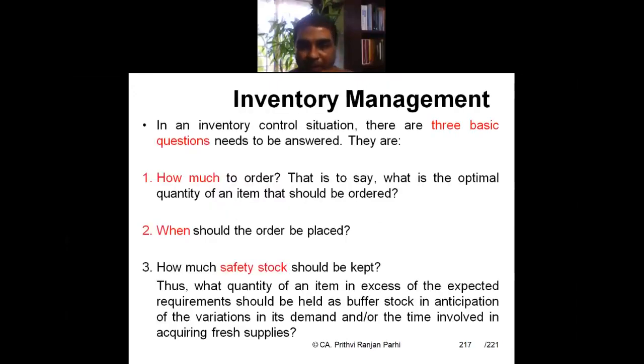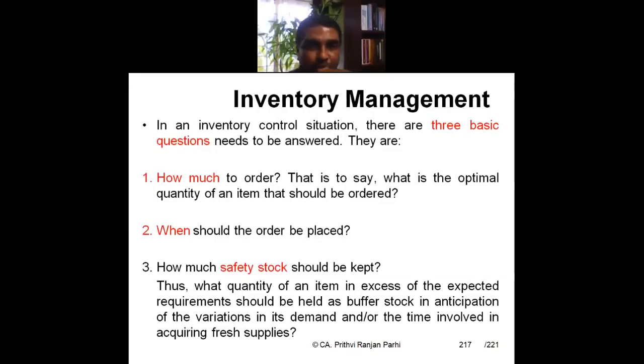Coming to inventory management, there are basically three questions which need to be addressed here. Inventory means, what do you understand by inventory? Can you give me some examples? It means stock, like inventory of raw material, inventory of work in progress, inventory of finished goods. Okay, right. So raw material, work in progress, finished goods, etc.